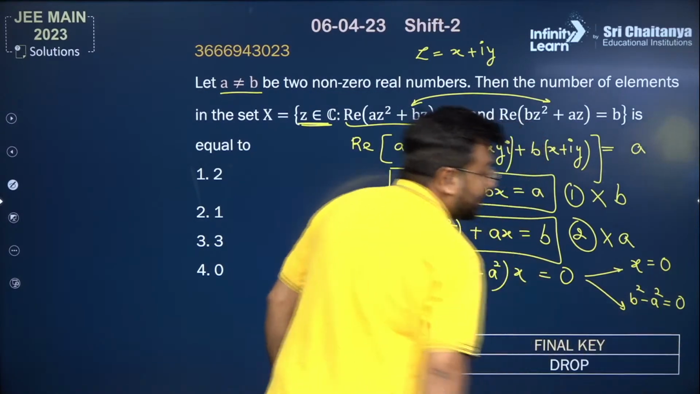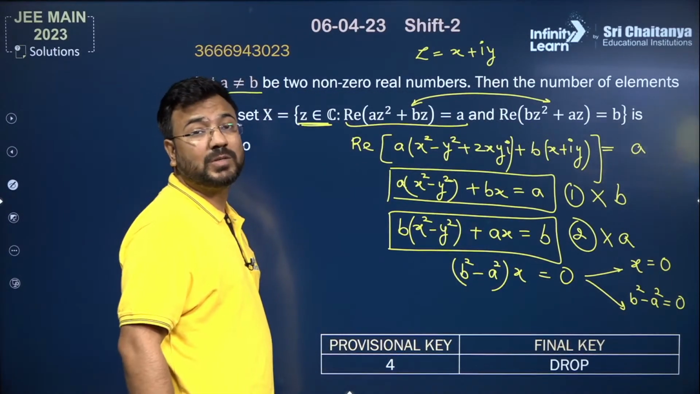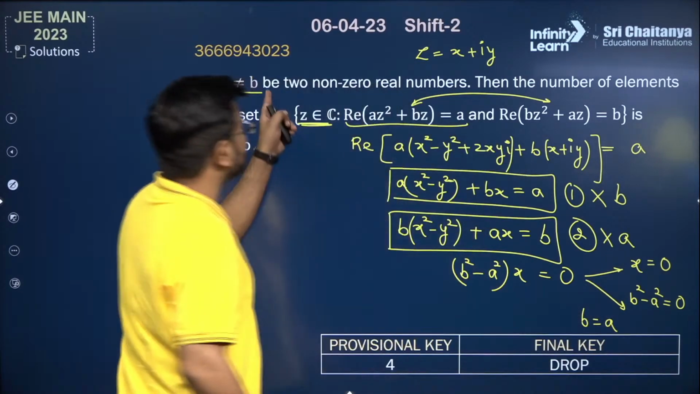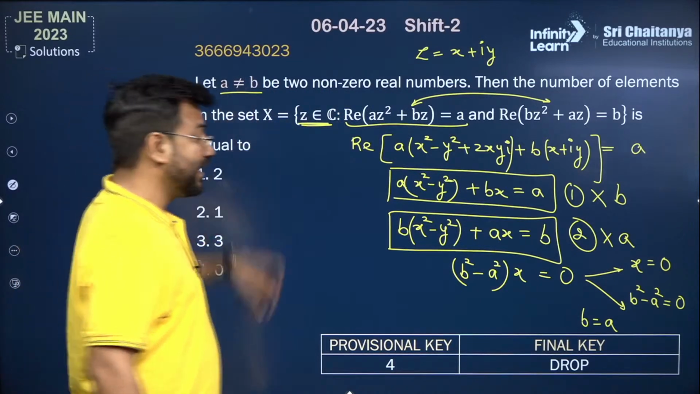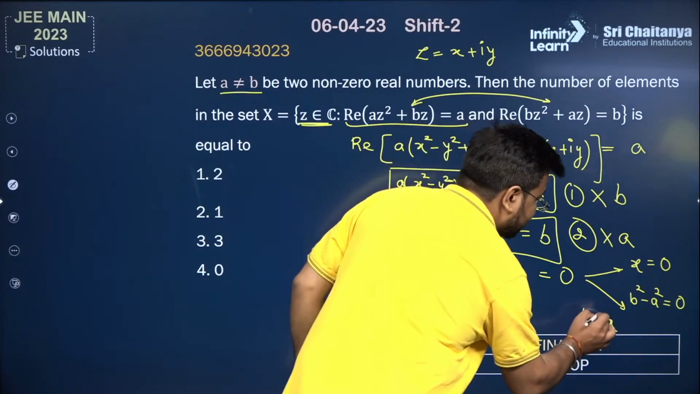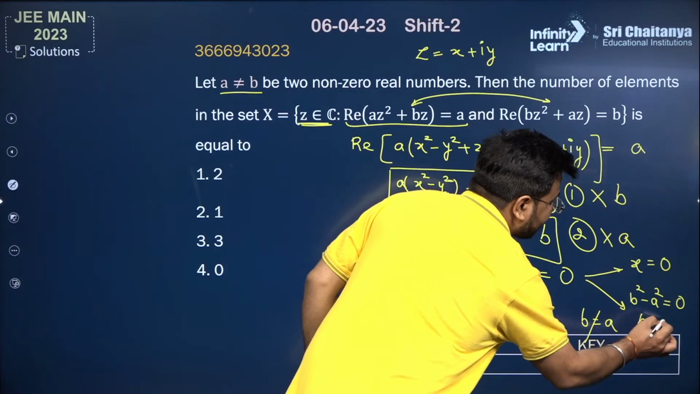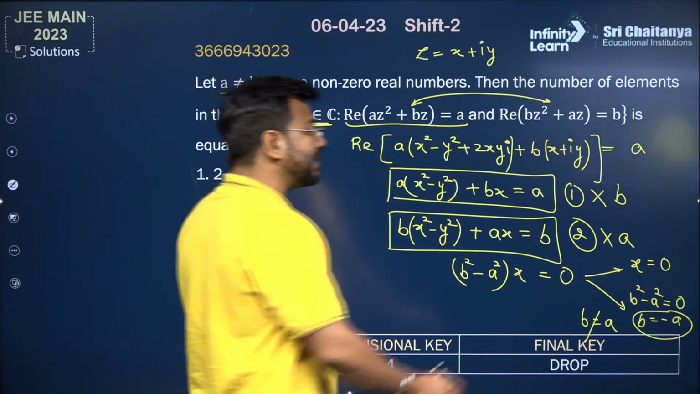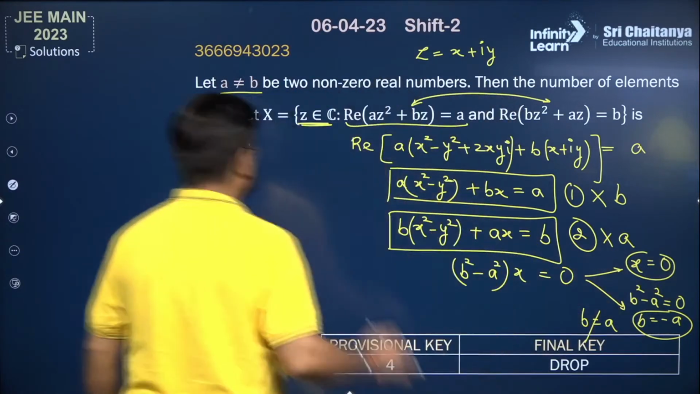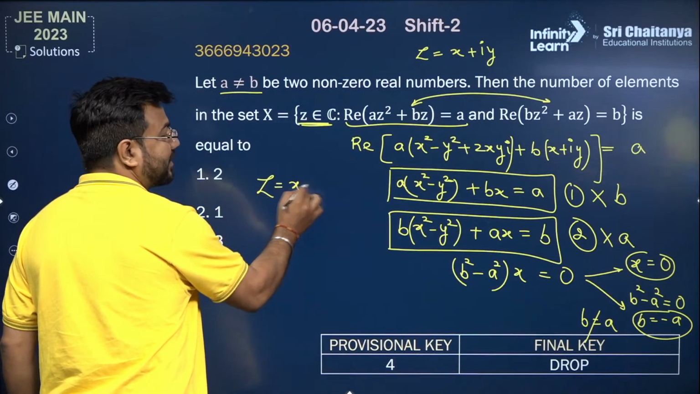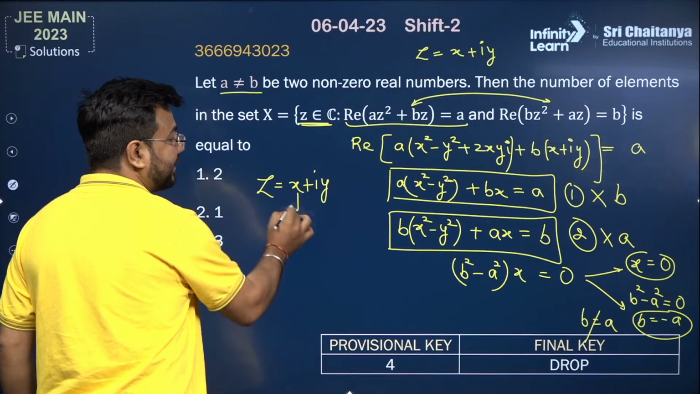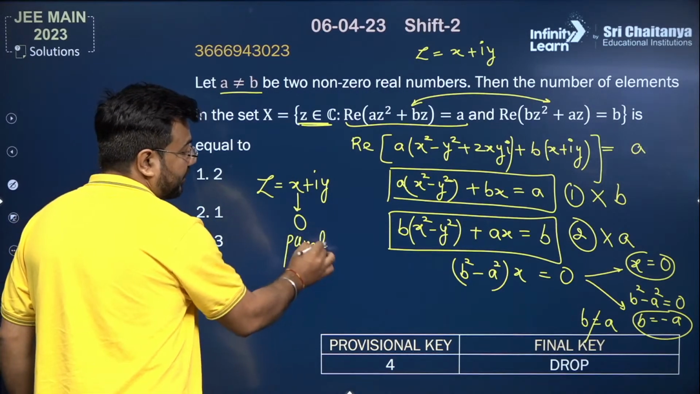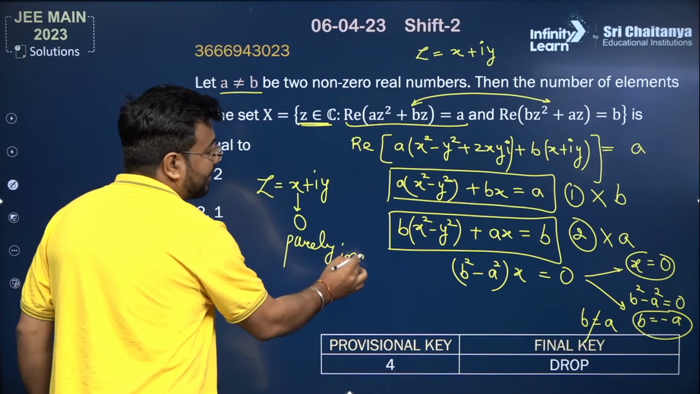Now if B square minus A square is equal to 0, then the value of B can be plus A, which is not possible because they are not equal. And the second possibility is B is equal to negative A. Now, if I consider the value of X as 0, so the value of Z will be X plus iota Y, and if X is 0, then Z will be a purely imaginary number. It will be a purely imaginary number.